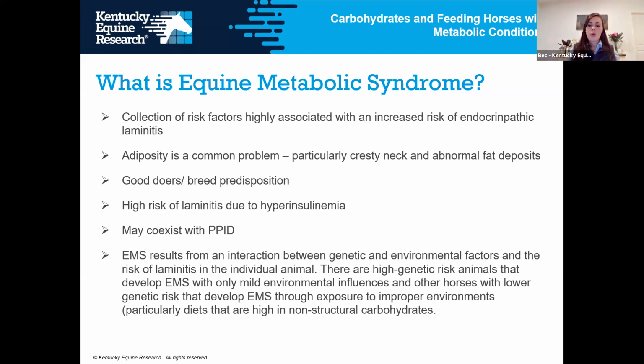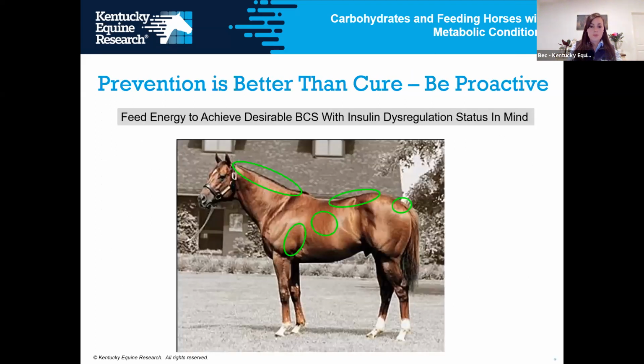So like we said before, some horses will be affected, other horses will not, and they may be managed in exactly the same way. So there's certainly a high genetic risk for some animals over others, but particularly those that then go on to have diets high in non-structural carbohydrates, it is a risk factor for sure. So always prevention is better than cure. I was always going to have to say that tagline sometime in this talk, and really being proactive is very, very much the key here.